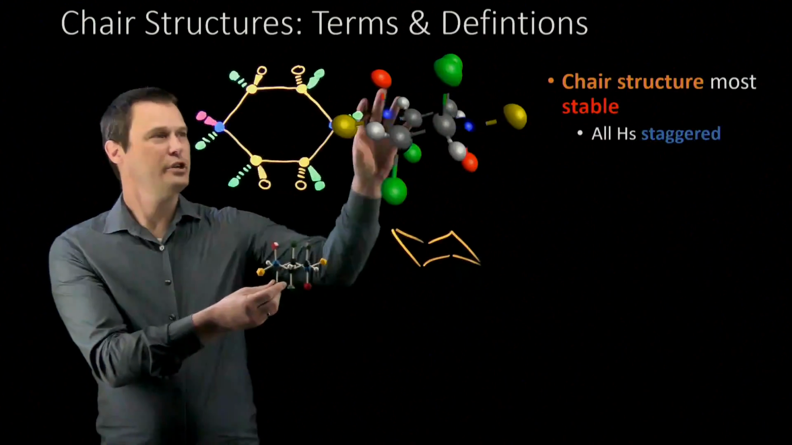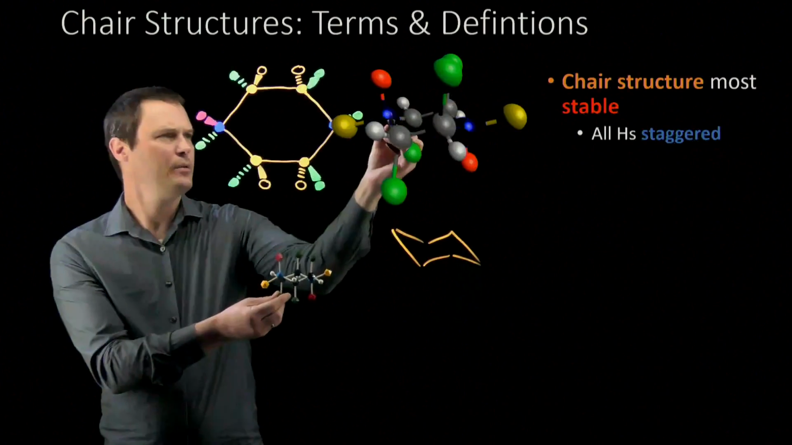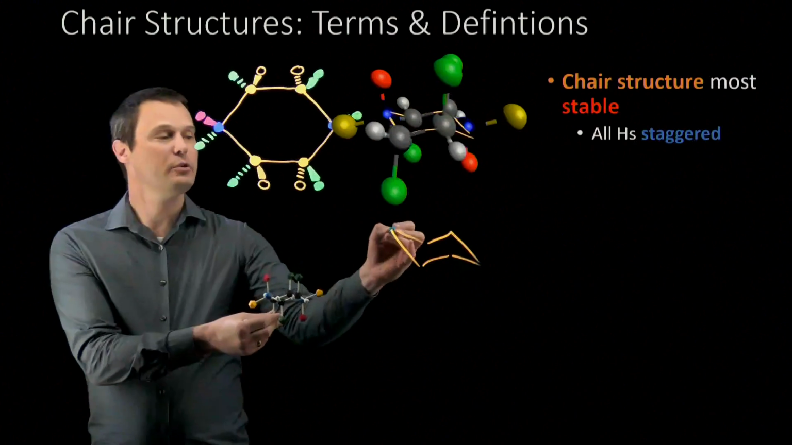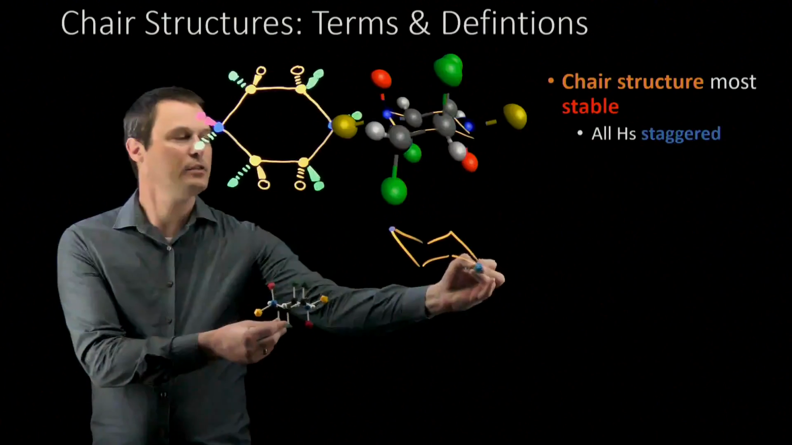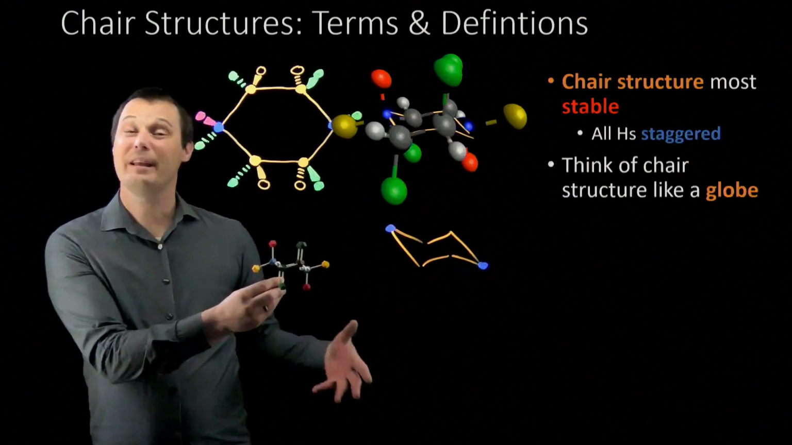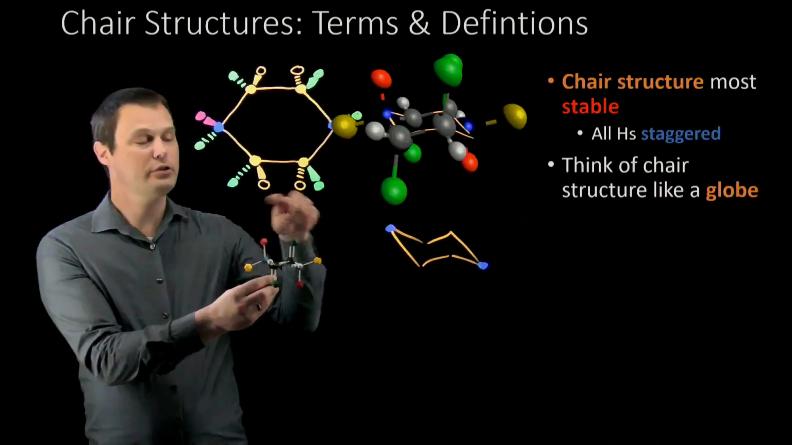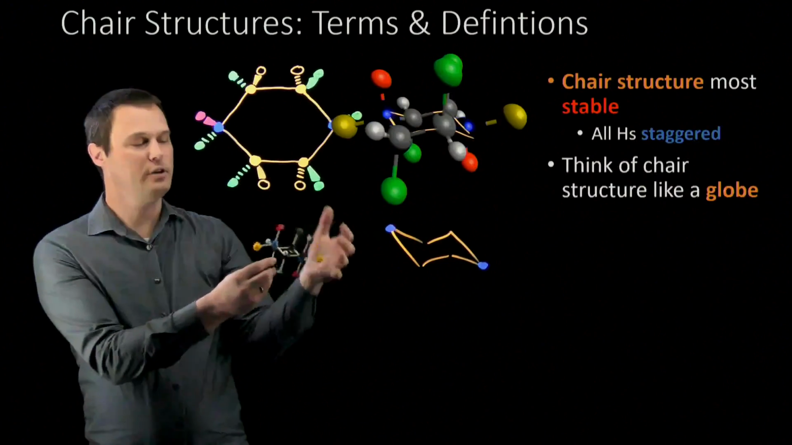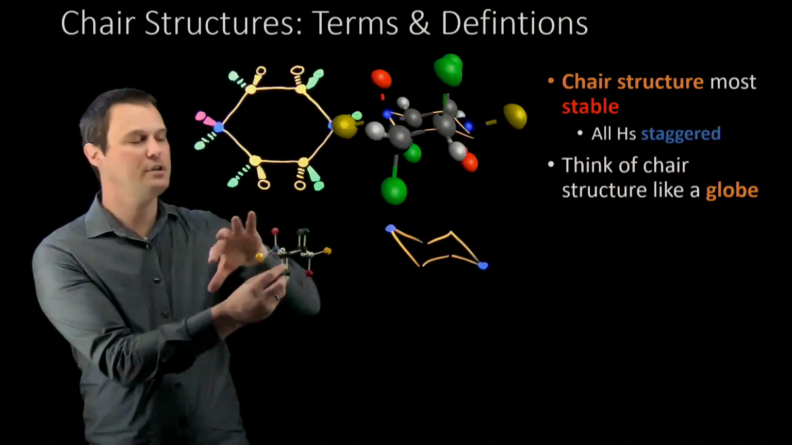If you're looking for the chair structure in this version here, it would be right around here. Those blue carbons, the ones we rotated up and down, are going to be the carbons off to the far left and off to the far right. One of the analogies that's really useful for thinking about the chair structure is to start thinking about it as a globe. You can see a sphere encompassing all of these atoms.